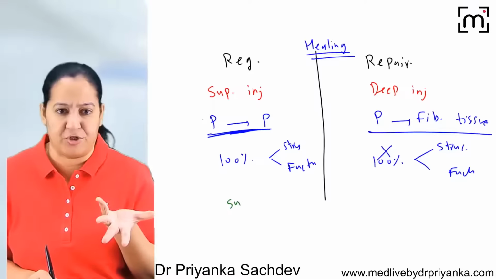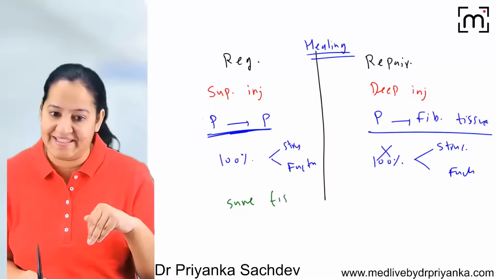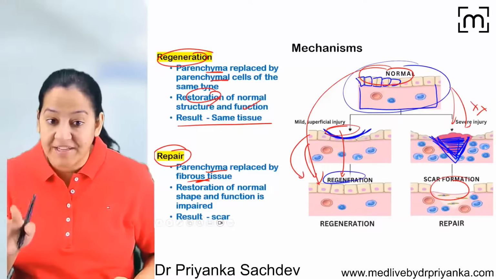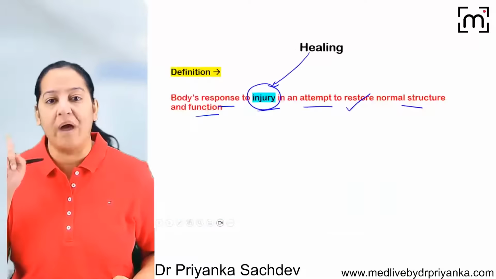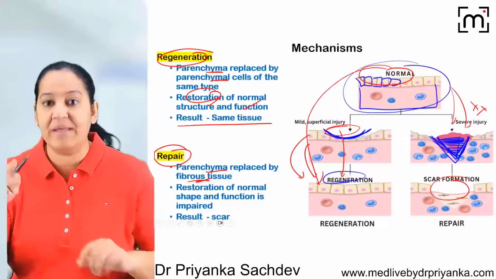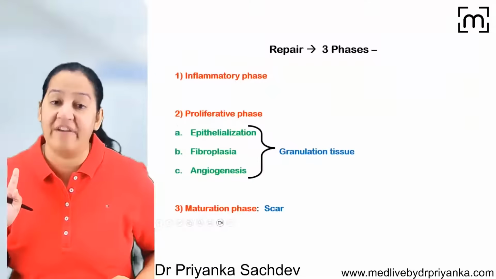Here the end result is the same tissue. Whatever is lost, the same is regained in the end. But in repair, the end result is a scar. So please understand, draw the diagram, understand it well. You have to write the definition of healing, then write the two mechanisms, write down the differences between them and draw this diagram very well.